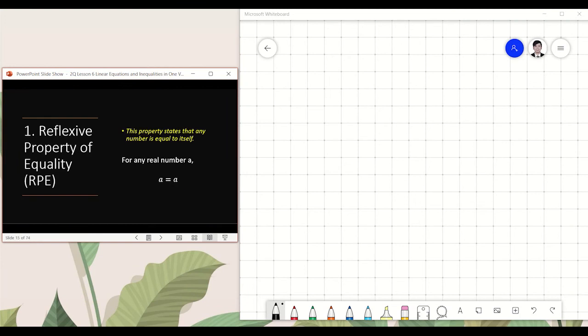So, yung first natin, we call it the reflexive property of equality or RPE. It is defined as: for any real number A, A is just equal to A. So, para mas madali nating matandaan kung ano yung meaning ng RPE, isipin na lang, ang isang number is just equal to itself. Yun lang. It's like saying 5 is equal to 5. 10 is equal to 10. Negative square root of 5 is equal to negative square root of 5. Kapag meron tayong x plus 3, pareho din yun sa x plus 3.